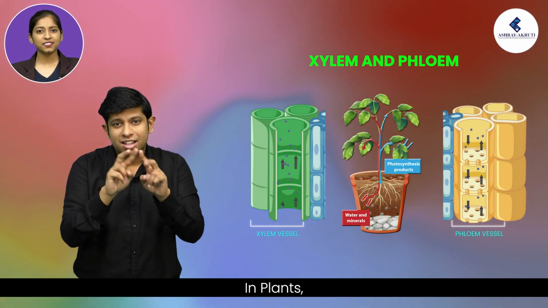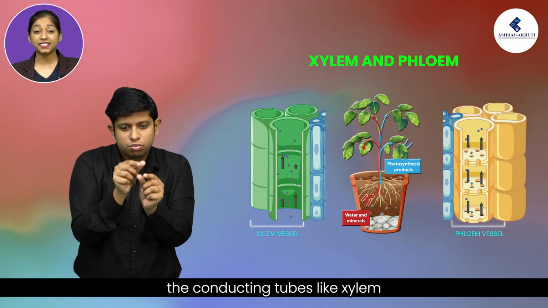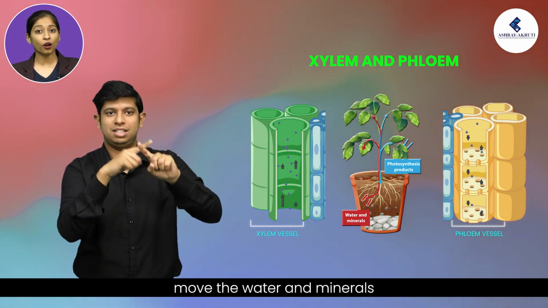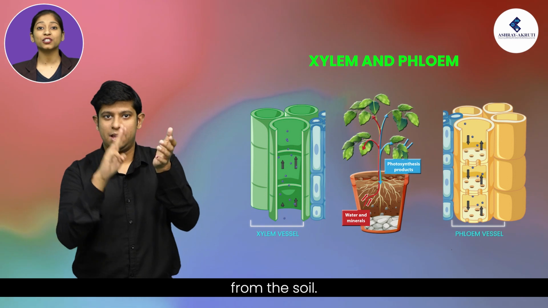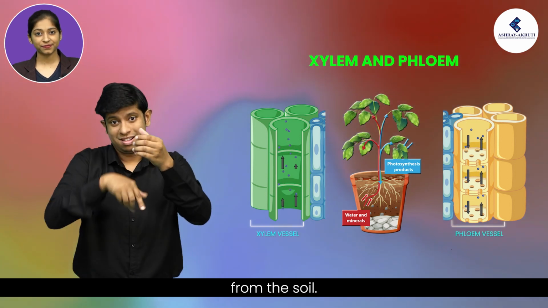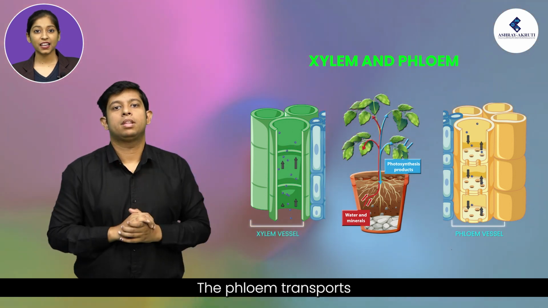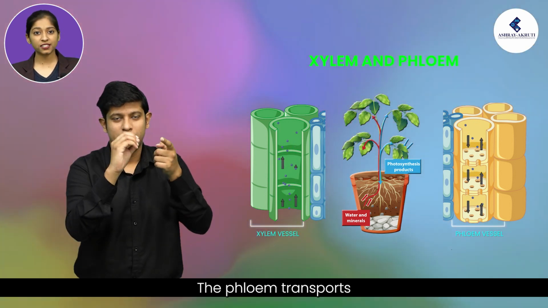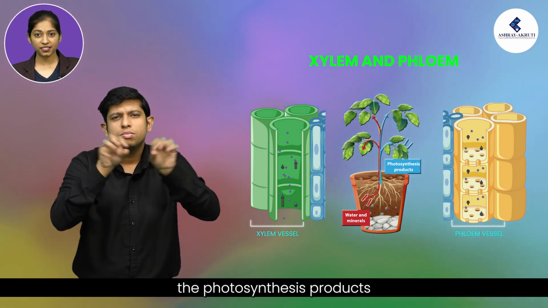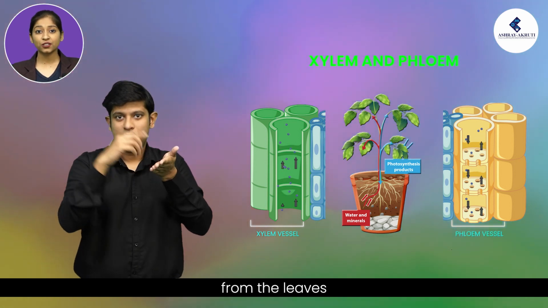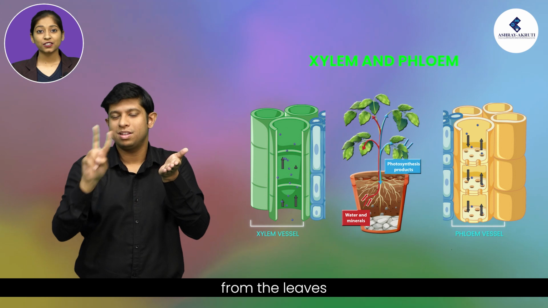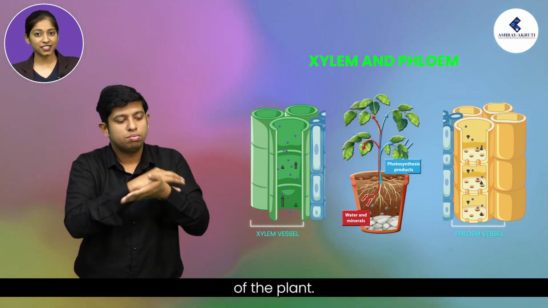In plants, the conducting tubes like xylem move the water and minerals from the soil. The phloem transports the photosynthesis products from the leaves to other parts of the plant.